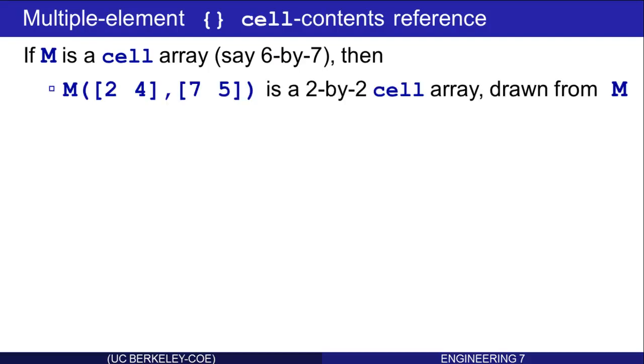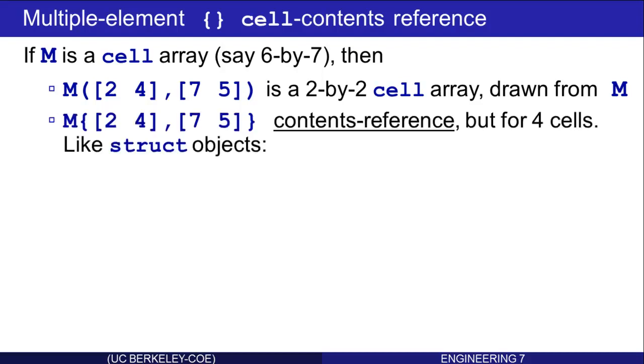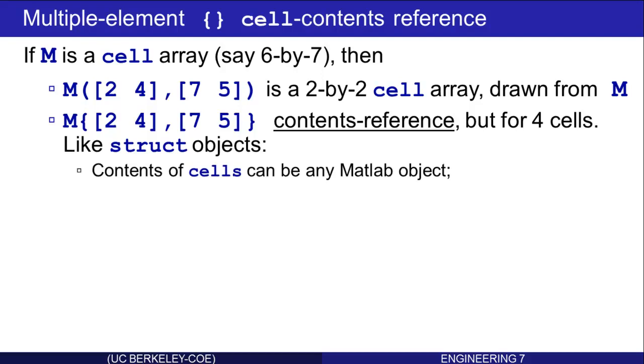This is an element reference for the second and fourth row and seventh and fifth columns of the cell array. Hence its value is a 2 by 2 cell array drawn from M. By contrast, this is a contents reference for the same rows and same columns, so it's actually referring to the contents of 4 cells. Now, like struct objects, contents of cells can be any Matlab object.